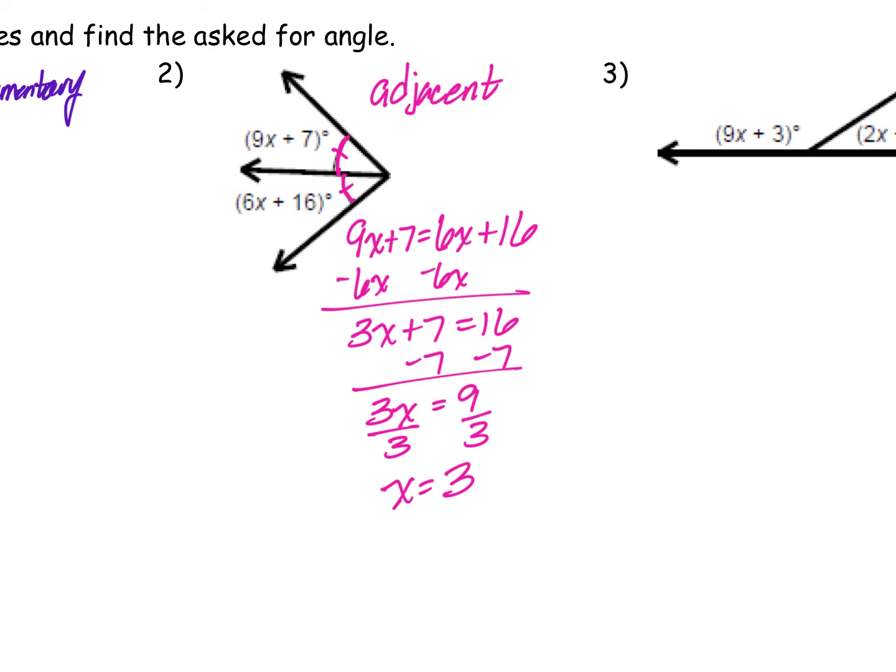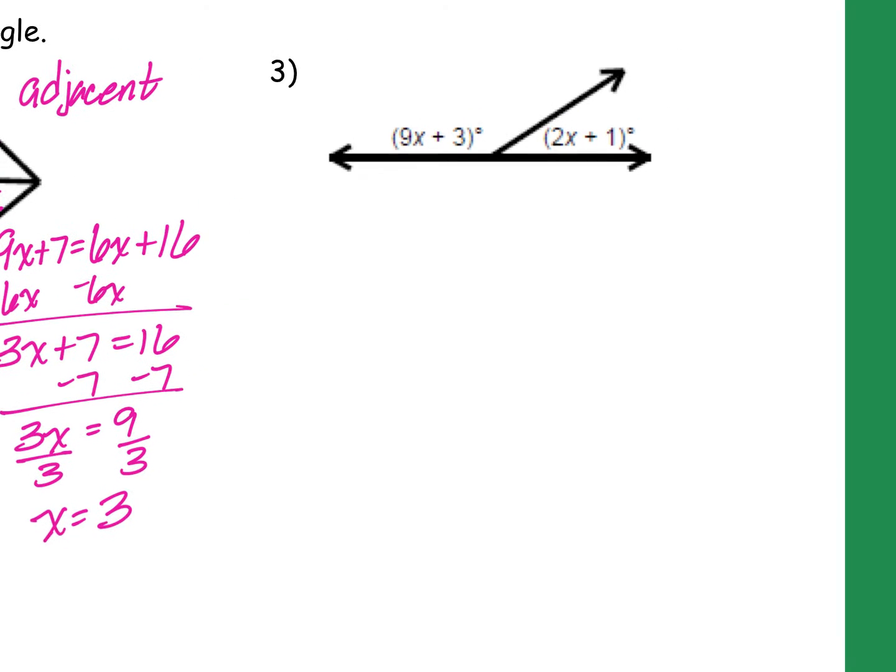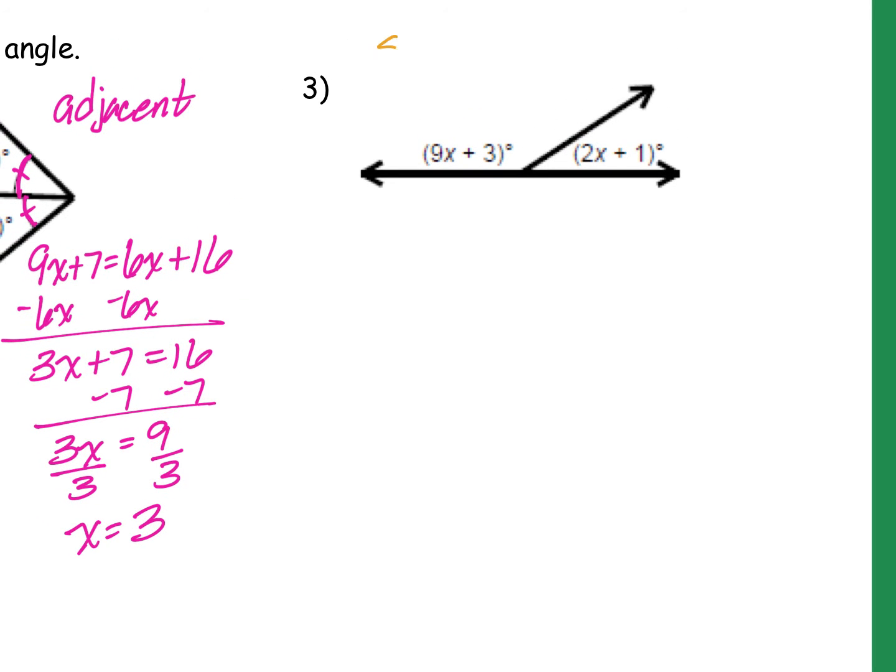Okay, and then the last one. What type of angles is number 3? Supplementary or they're also called linear because they form a line, right? So either one would be correct. It doesn't matter which one you want to call them. And that means the two add up to 180, right?